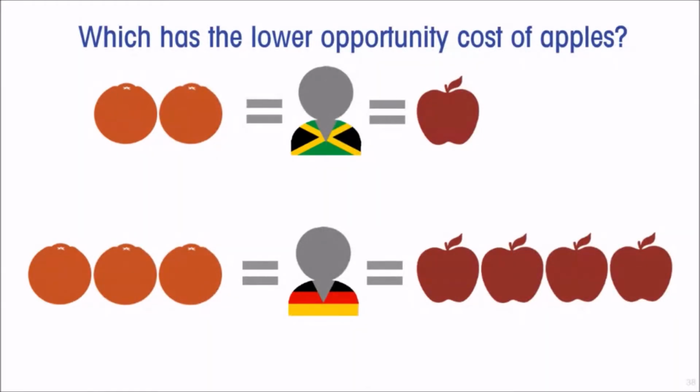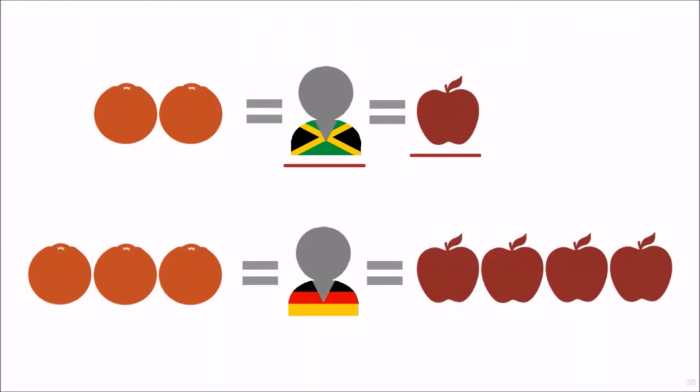Let us do the same exercise to work out the opportunity cost of apples in both countries. We already know that because comparative advantage is comparative, then once we have worked out the comparative advantage of one country, then the other commodity is automatically the comparative advantage of the other country. But we're going to go through the exercise anyway. 1 apple in Jamaica requires a labor unit working for a day, which could otherwise have produced 2 oranges. So 2 oranges represents the opportunity cost of apples in Jamaica.